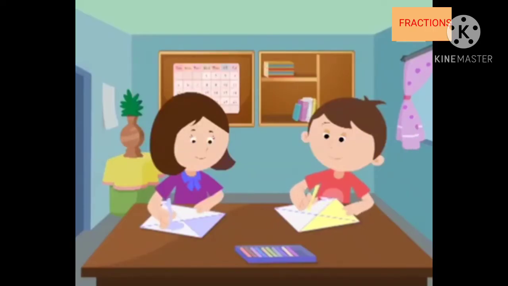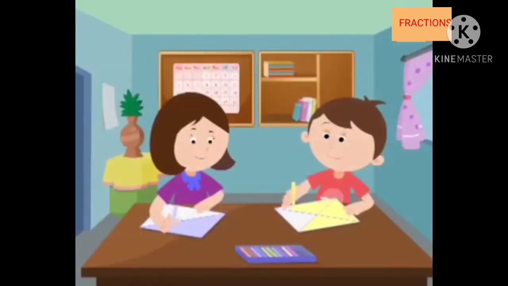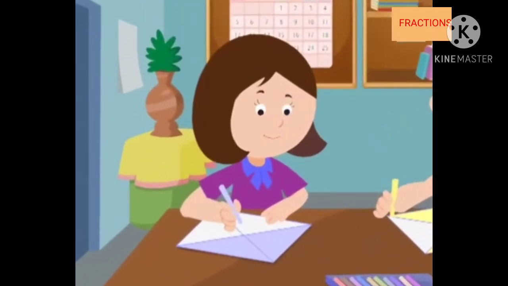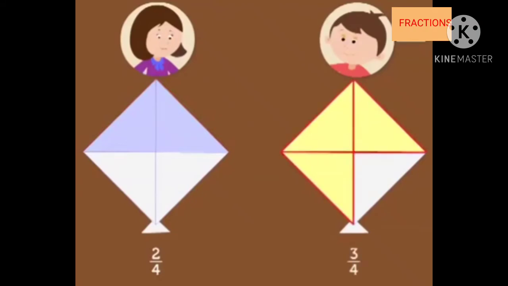Look, a coloring competition is going on between Andy and Anaya. Let us find out who colors more and also learn comparison of fractions with them. First is the kite coloring round. Look, Anaya colored 2/4 of the kite and Andy colored 3/4 of the kite. Let us find out who colored more.